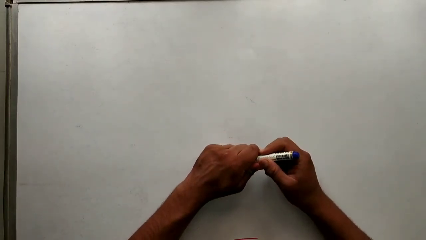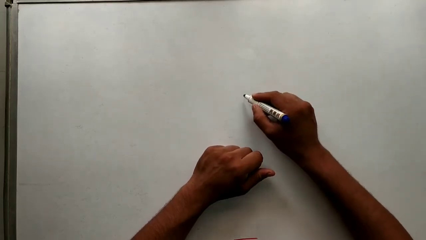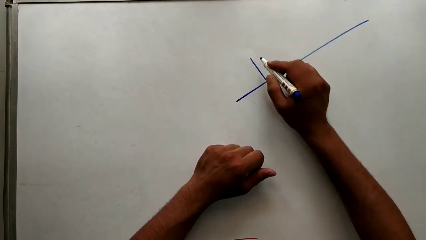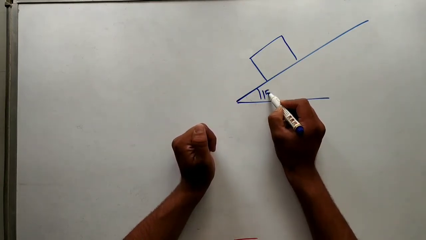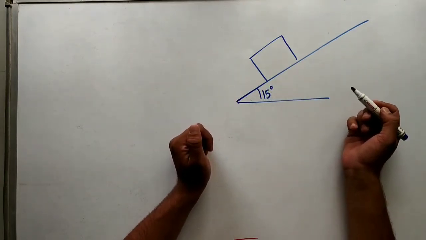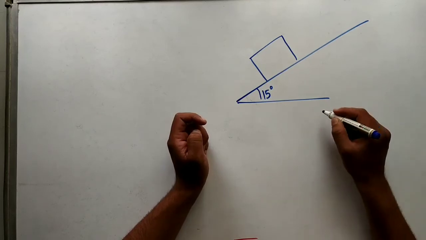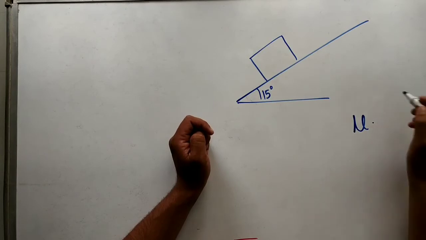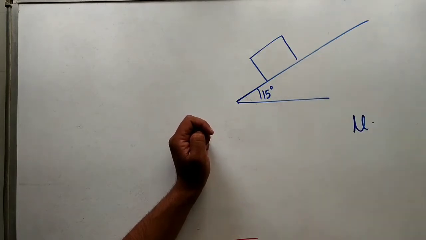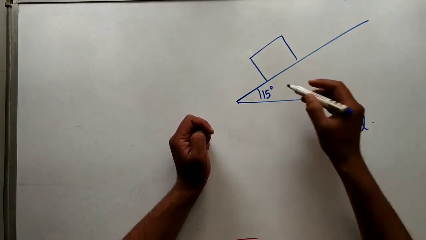So the problem is that there's a small body which has been launched up an inclined plane, the angle of which is 15 degrees. We have to find the coefficient of friction between the block and the inclined plane.